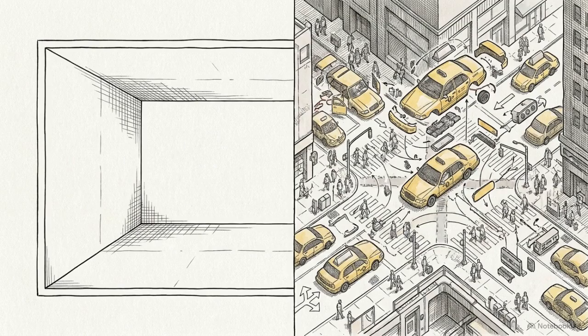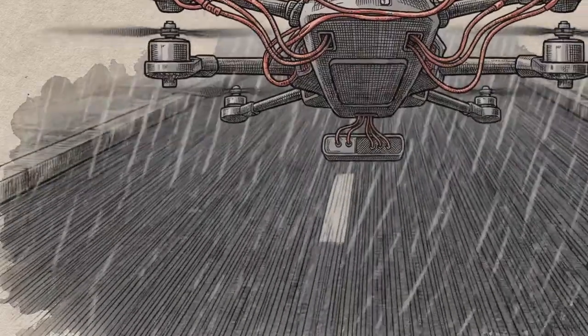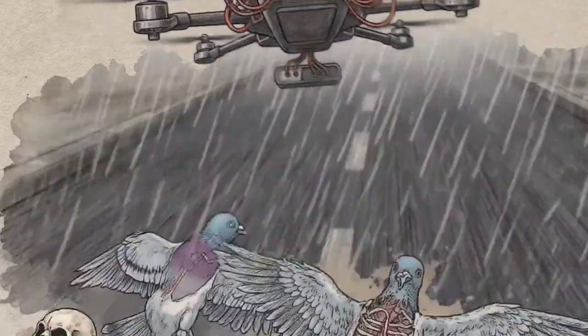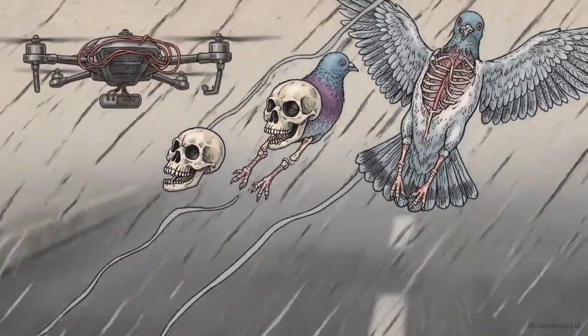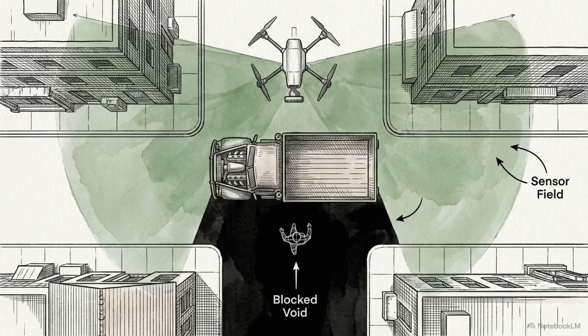The environment variable is where things get complicated. A delivery drone isn't operating in a vacuum. It has to navigate rain, heavy traffic, and unpredictable physical obstacles, all of which create a highly unstable data landscape. This real-world environment imposes 3 strict limitations.